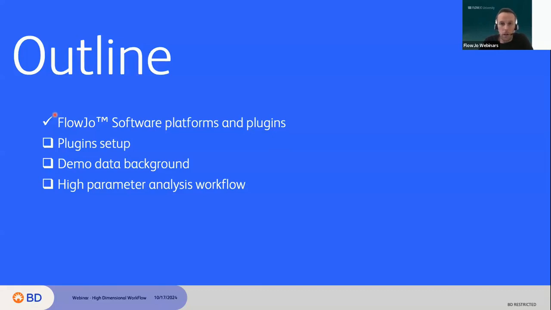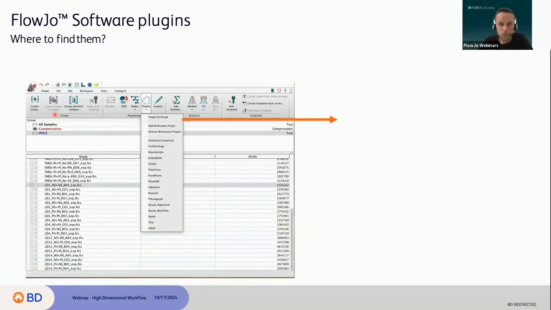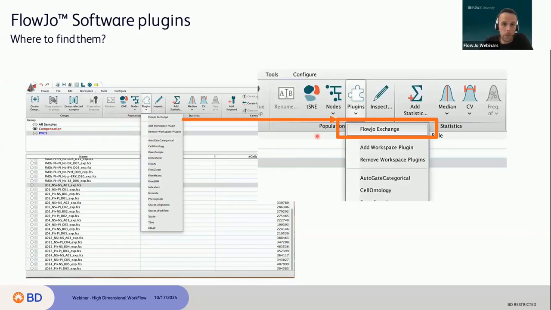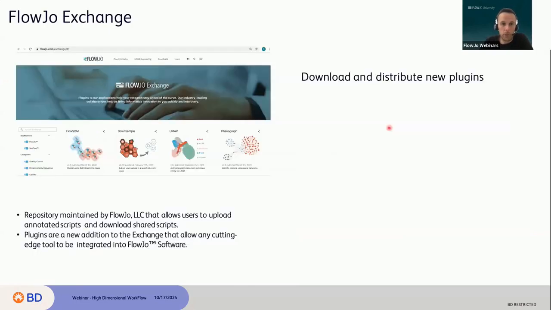So how to install those plugins? First, where do you find them? Just go in FlowJo, go in your workspace tab. You're going to find population plugins, and here in the plugins you have the list of all the plugins that have been installed in your FlowJo. If you haven't any installed, you can click on the top on FlowJo Exchange, and it's going to open the FlowJo Exchange web page. You can also go directly to the FlowJo Exchange webpage by typing flojo.com/exchange.